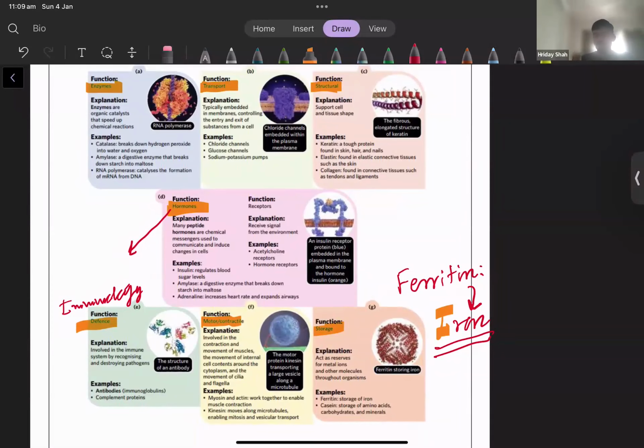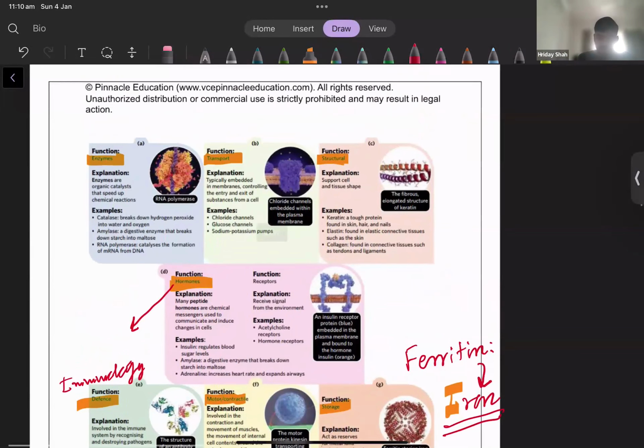Now, these are 7 functions given here. You don't need to memorize every single function. Usually, they will test around 3 functions. So you should be able to recall at least 3 functions off the top of your head. In terms of specific examples of a protein that comes from that function, you should know one example of an enzyme.